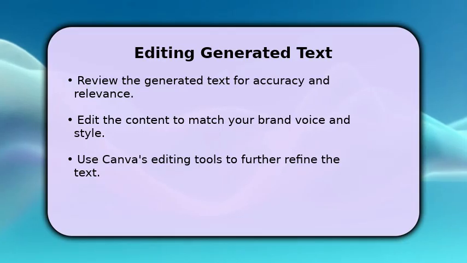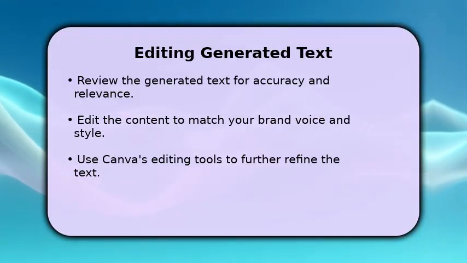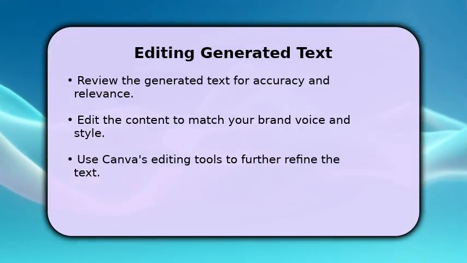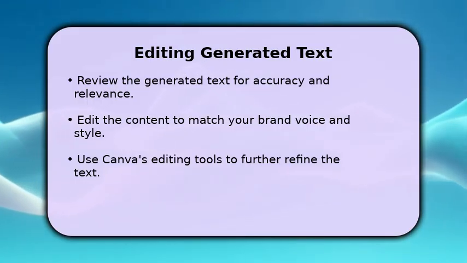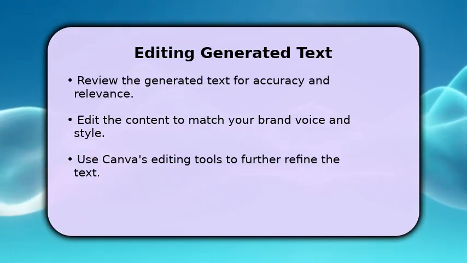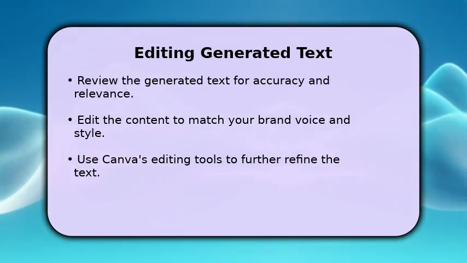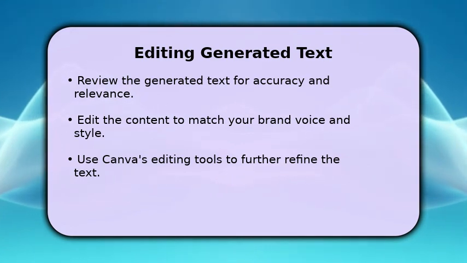Once Magic Write generates the text, carefully review it. Check for accuracy, relevance, and ensure it aligns with your overall message. You can then easily edit and refine the content directly within Canva, adjusting the wording, adding your unique brand voice, or making any necessary corrections. This ensures the final output is exactly what you envisioned.